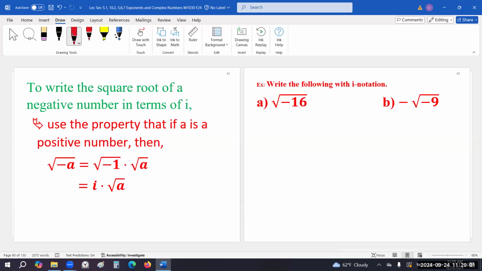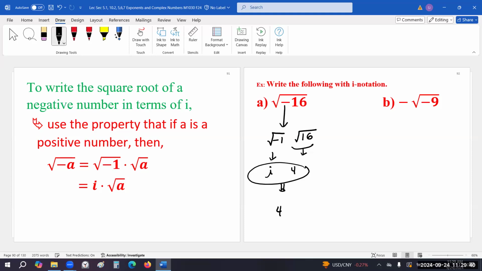Square root of negative 16. Can you find two numbers that when you multiply they become negative 16? Not possible. So because of this negative under the square root, we need to split it into two pieces. One is the square root of negative 1, and the other one is our normal positive 16. What is the square root of negative 1? And do we know what the square root of 16 is? 4. Combining them, we get 4i.